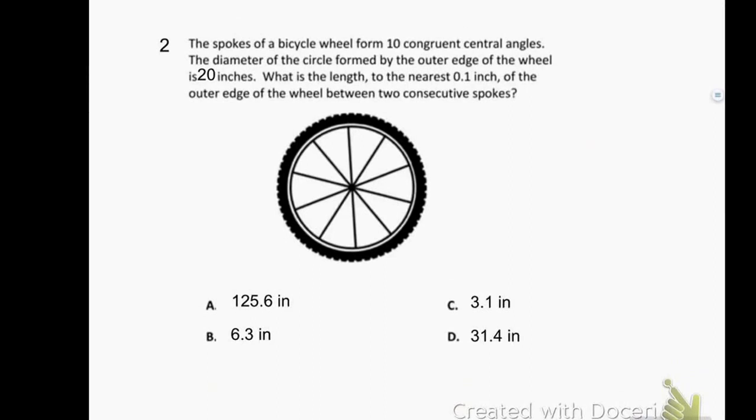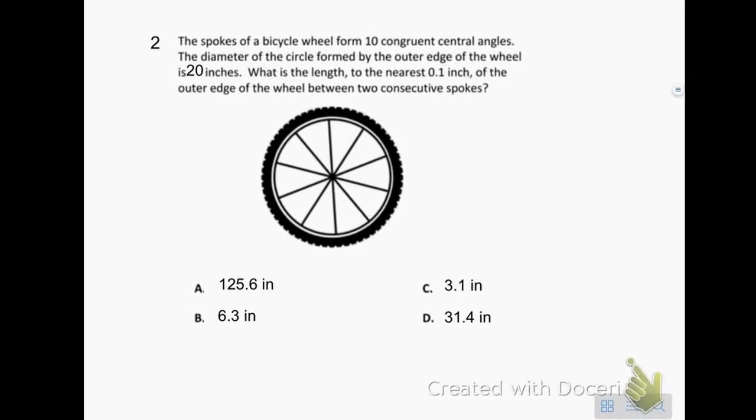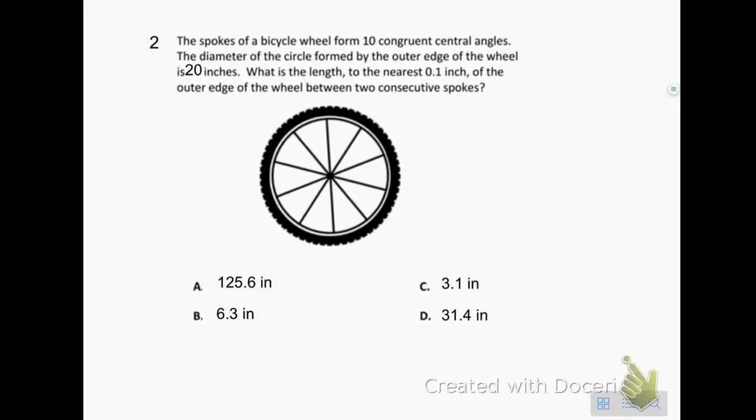Number 2, the spokes of a bicycle wheel form 10 congruent central angles. The diameter of a circle formed by the outer edge of the wheel is 20 inches. What is the length to the nearest 0.1 inch of the outer edge of the wheel between two consecutive spokes? So if we mark our picture, this is our diameter. It goes all the way across, and that's 20.